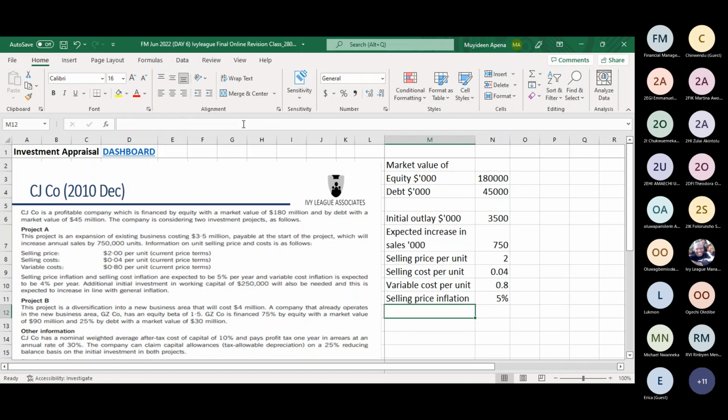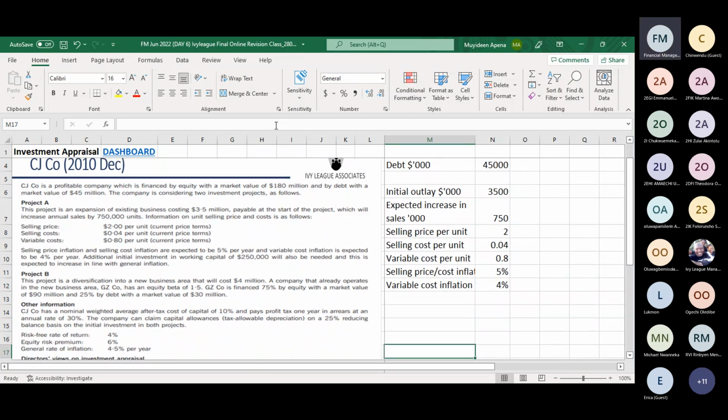5%. And also for selling cost, 5%. And for variable cost, inflation is 4% per year.